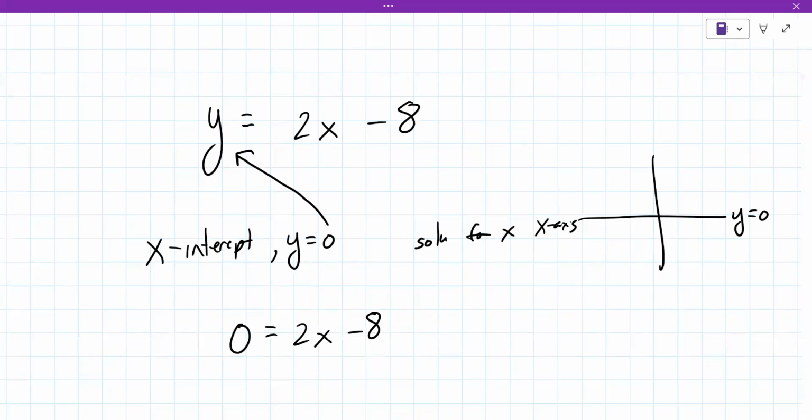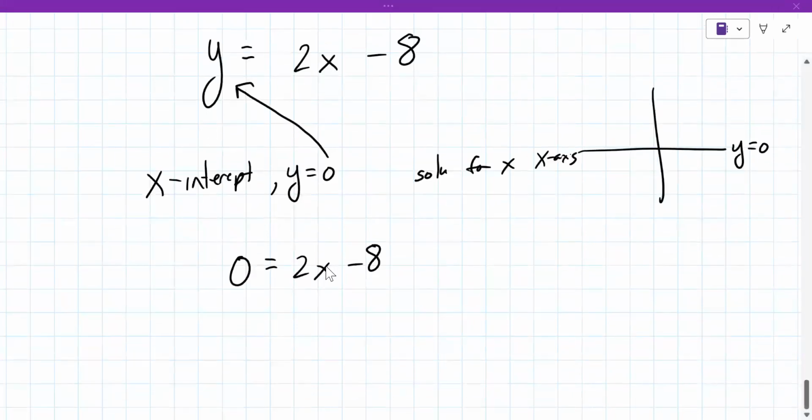You add the 8 first and move it over, so it'd be 8 equals 2x. And then you would divide by 2. And then it would be x equals 4. Good.